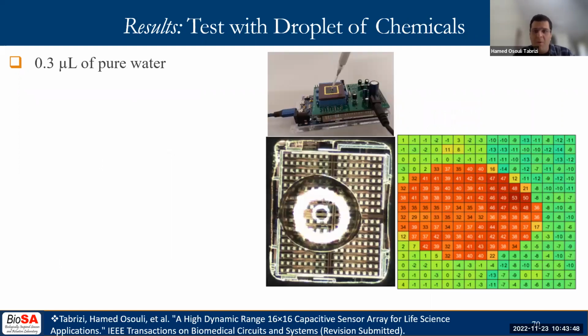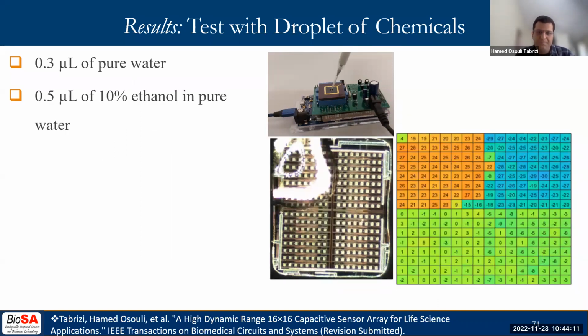The first experiment with this chip is done by putting a 0.3 microliter water droplet manually on the chip using a micropipette. After a full scan of the electrodes and subtraction of the baseline, a heat plot is generated. The heat plot and the droplet image match in location. This confirms the functionality of the proposed multiplexing scheme.